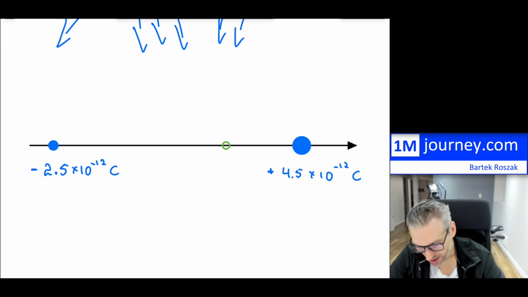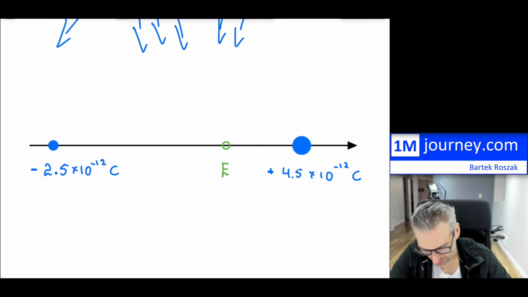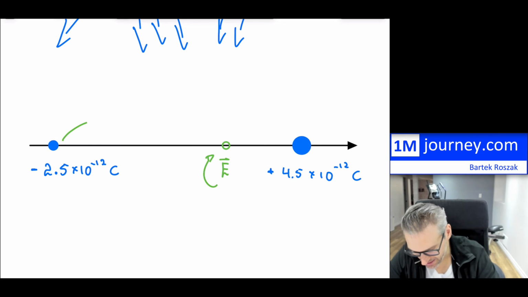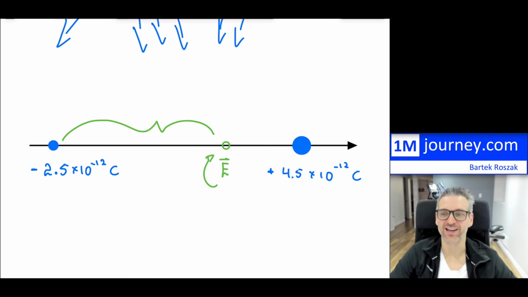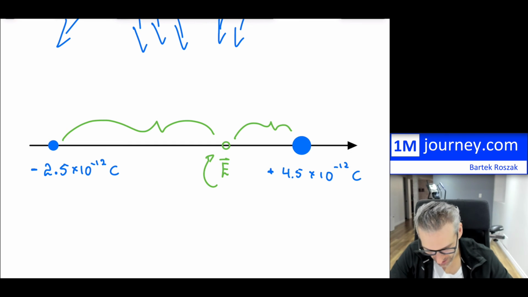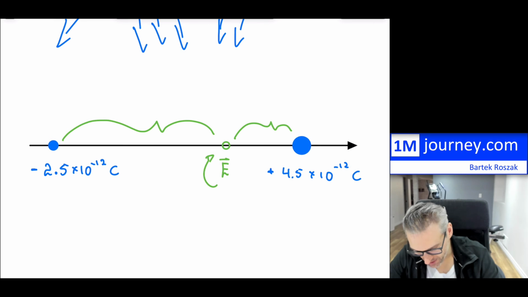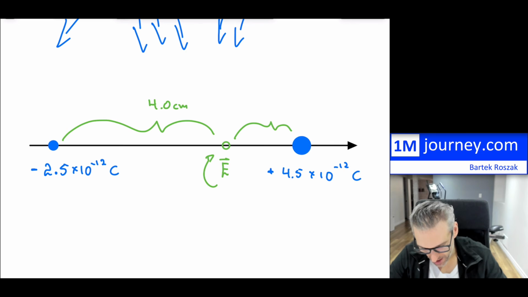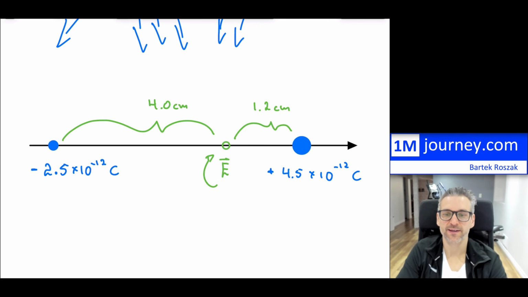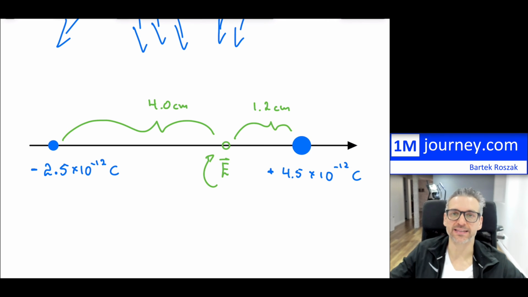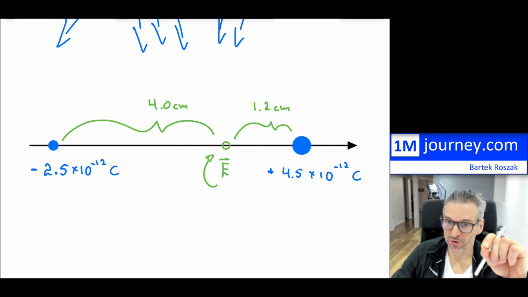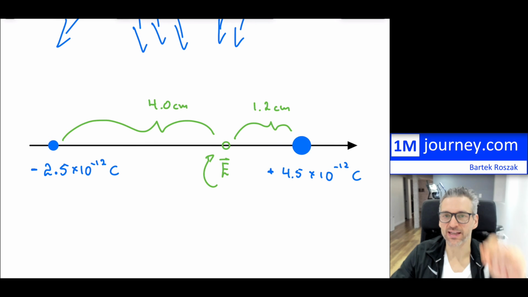Okay, so now let's see what happens. We want to find what the electric field is at this particular point. And let's imagine that this distance, because we're going to need distances here, is, for the sake of simplicity, maybe 4 centimeters. And let's say this one is approximately 1.2 centimeters away. So let's try it. The way you find the electric field at that particular point, and you can only do it at one point, because the radii will change.